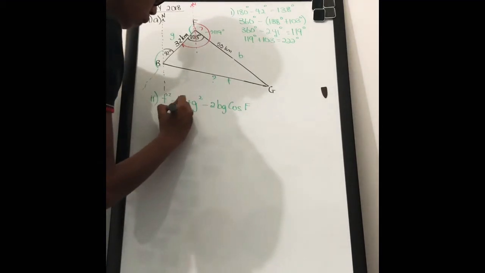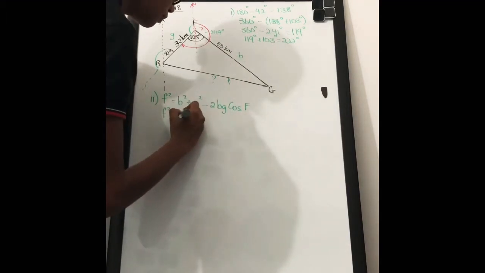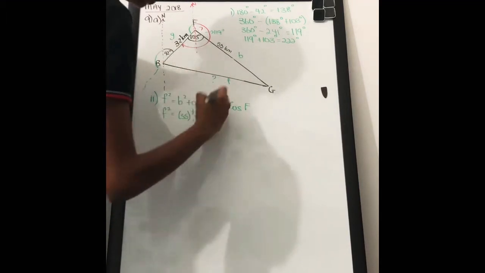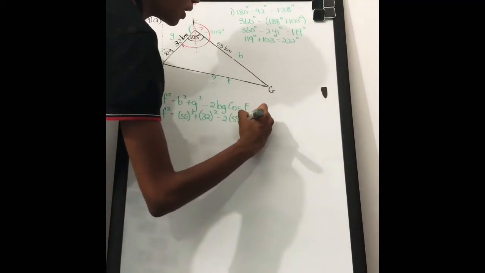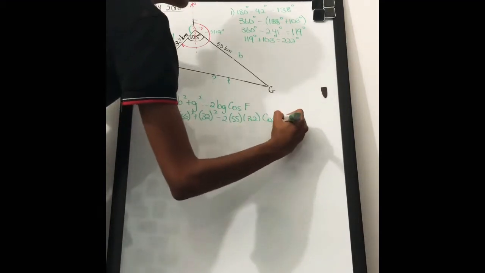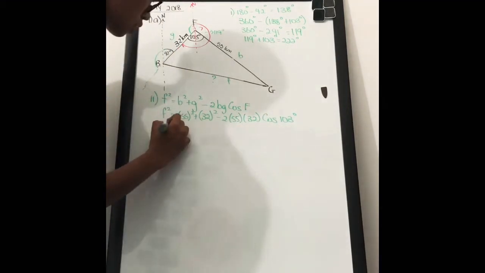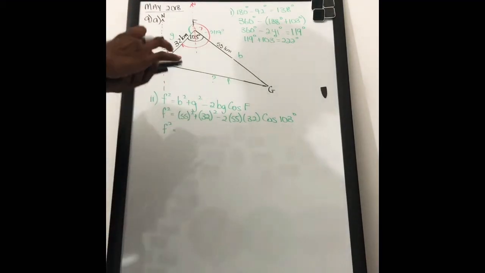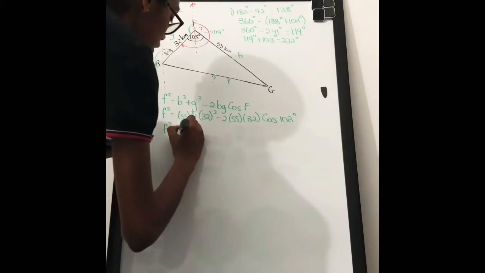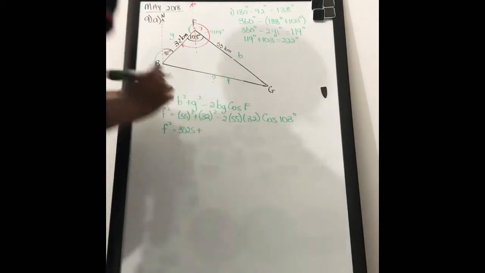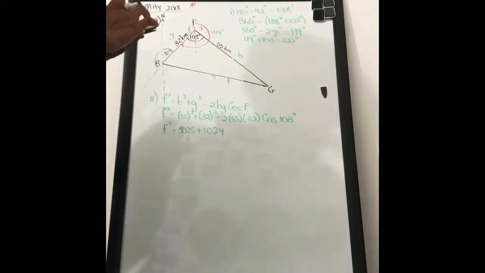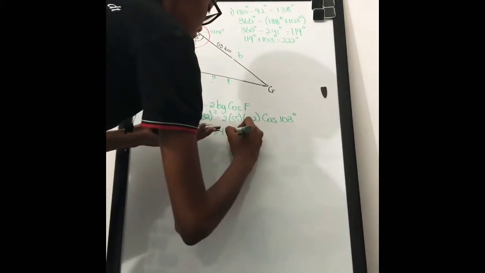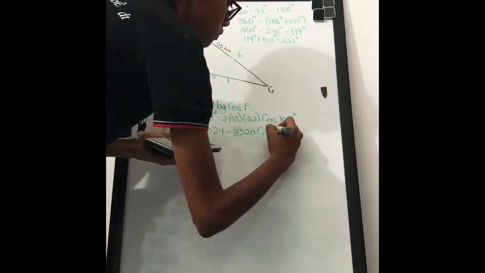So we're working down. F squared is equal to, B would be 55 squared plus G is 32 squared minus 2 times 55 by 32 cos of F, which is 103. We're working again. Now 55 squared is equal to 3025 plus 32 squared is 1024. Now when we minus 2 times 55 times 32, we get negative 3520 cos of 103.